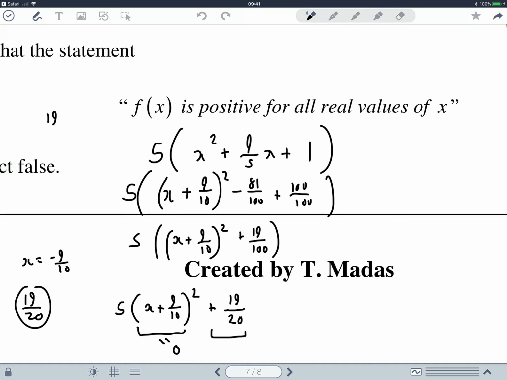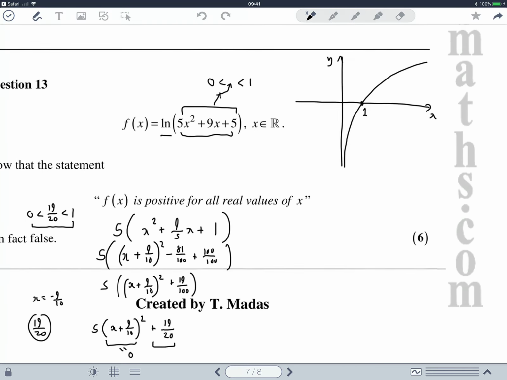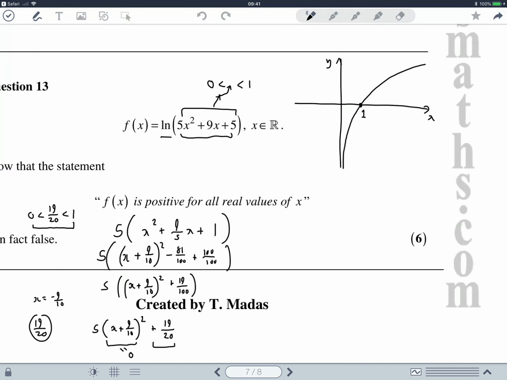And 19 over 20 is in fact less than 1 but greater than 0. So this whole thing will equal 19 over 20 when x equals negative 9/10. And when that equals 19 over 20, then ln of 19 over 20 will indeed, in fact, be negative. Therefore, this is completely false.